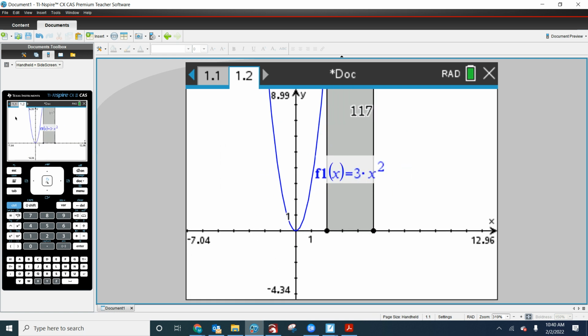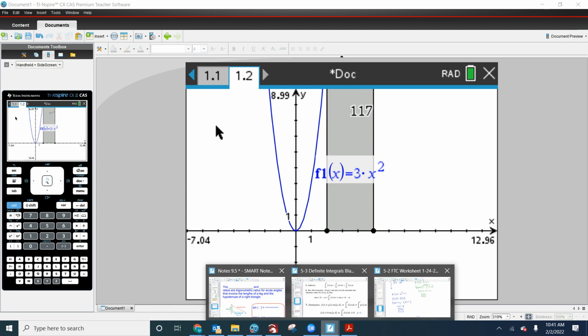So what does this mean again? If your velocity is defined by 3x squared, and you go from 2 to 5 minutes, then you've gone 117 meters in those 3 minutes. Does that make sense? This is your meters per minute. You go this many minutes. That would be the meaning of it. 117 meters. Are we getting it? Big idea. So back to the story.